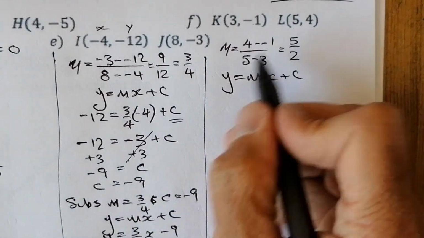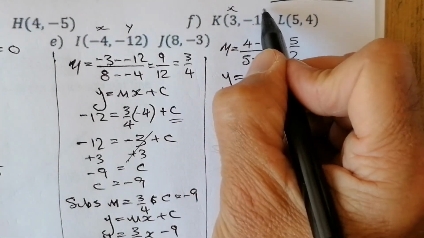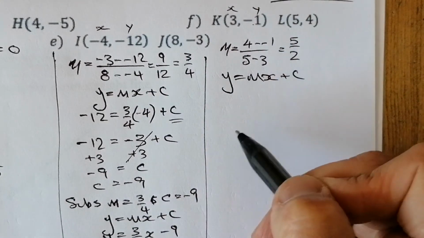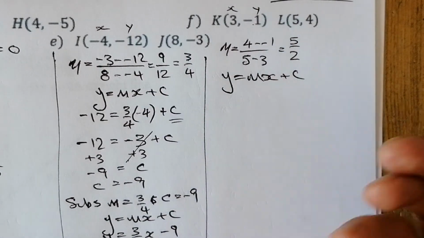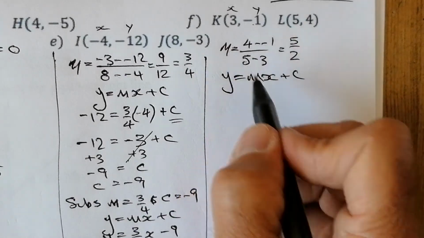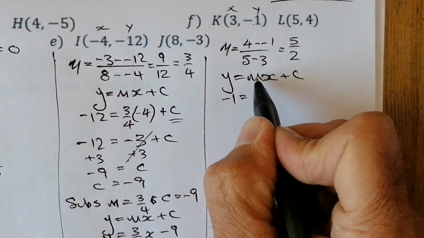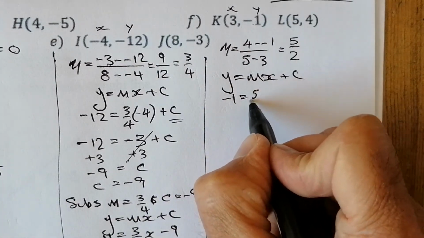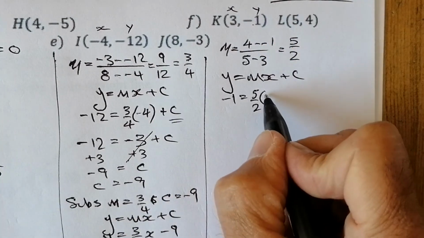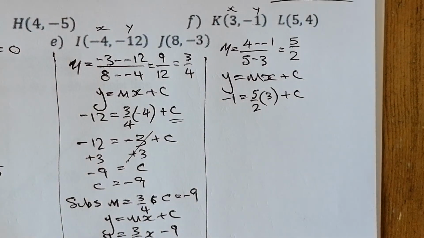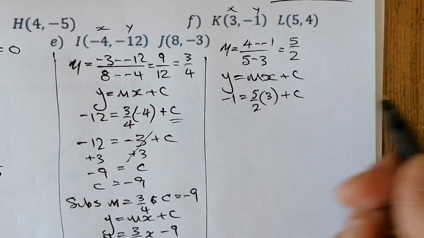I'm going to substitute the values in. I'm going to use that as my x and that as my y. I would sometimes choose the 5 and 4 because they're both positive numbers, which makes it a wee bit easier for myself, but I'm just going to go straight ahead and work this one out. Right, so y is minus 1, m is 5 over 2, and the x value is 3, plus c. Right, so from there, we'll just work this through.